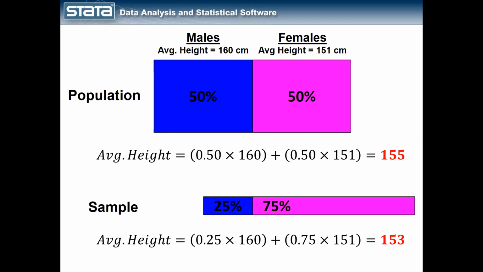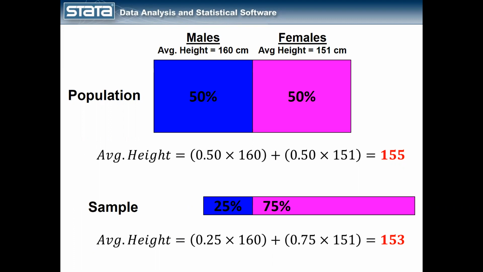So let me show you what can go wrong without using a representative sample. Let's say I have a population that's exactly 50-50 males and females. And the height of males and females is usually different. So the average height of the males in the population might be 160 centimeters, and the average height of the females may be 151. If they're 50-50, if we do the weighted average here, half of the sample is 160, half the sample is 151, we get an average height in the population of 155.